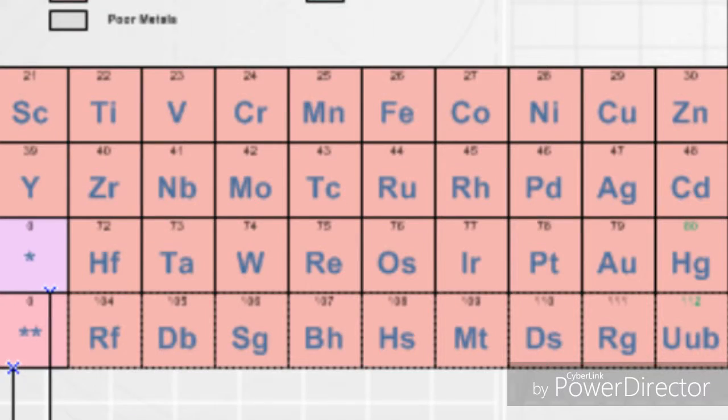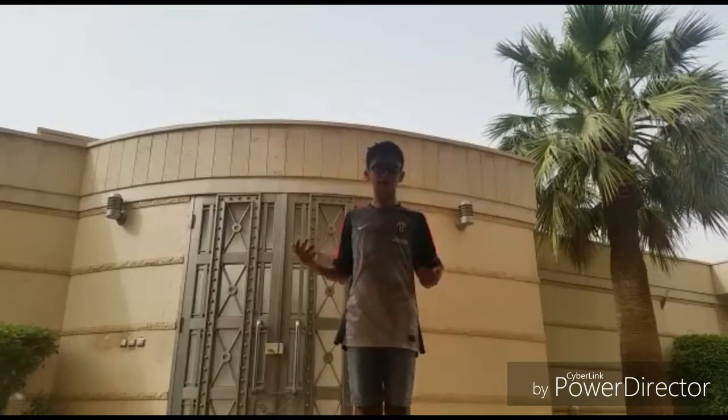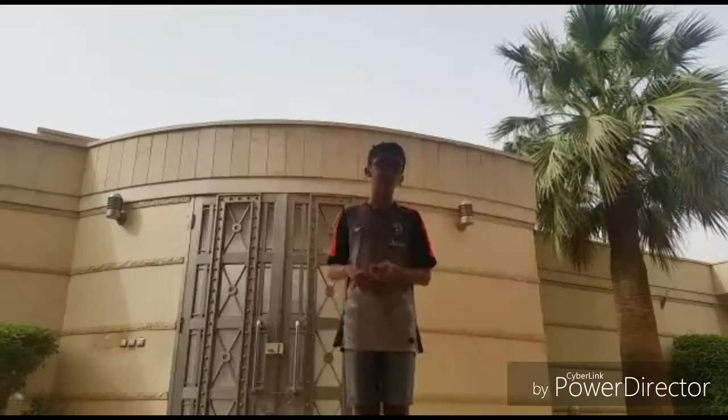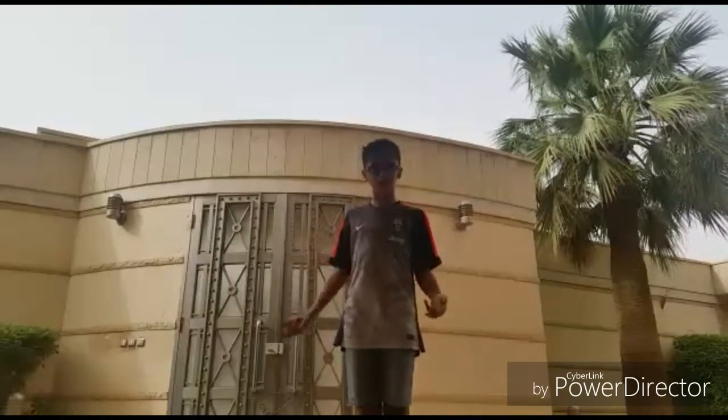The third to 12th columns are called the transition elements. They're the hardest of them all, and they're shiny, malleable, and ductile. Examples: iron, and another example, gold.